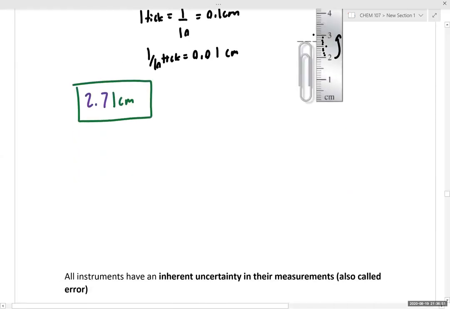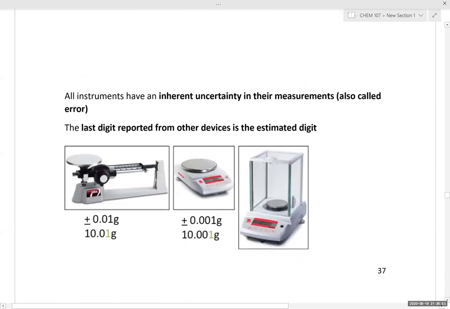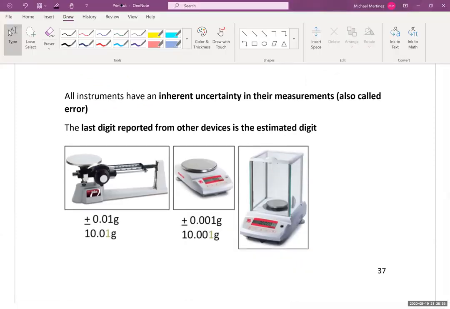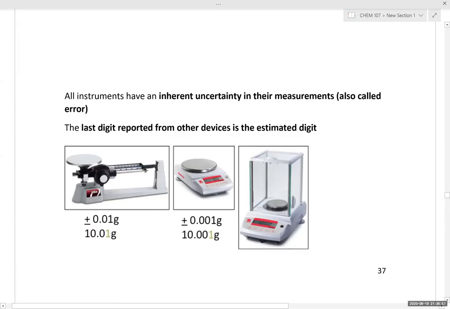Okay, so let's bring up one last point. Any instrument where you take a measurement from, there's an inherent uncertainty in their measurements. The last digit reported from other devices, such as your laboratory automated balance and digital balance, is always the estimated digit.